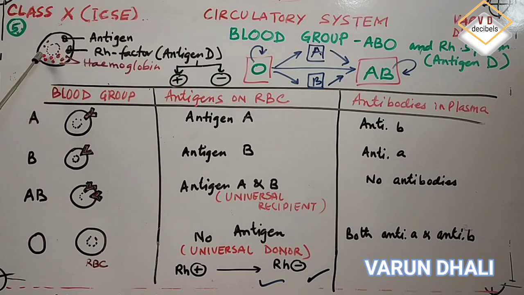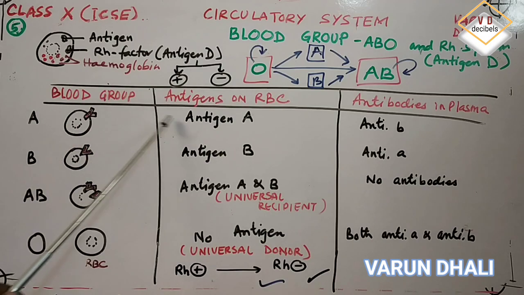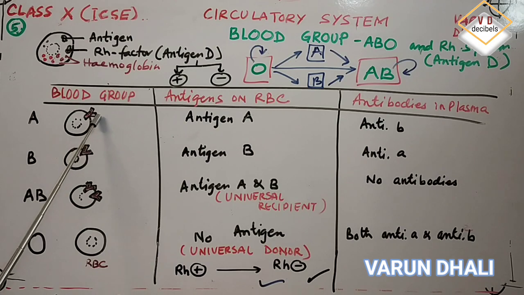In our RBC, that is red blood cell, there is an antigen, and this antigen defines the blood group. I have drawn this antigen, one more antigen, two antigens here, and here is no antigen. So, if you talk about our ABO blood group system, persons with blood group A have antigen A on their RBC. Blood group B, they have antigen B on their RBC.